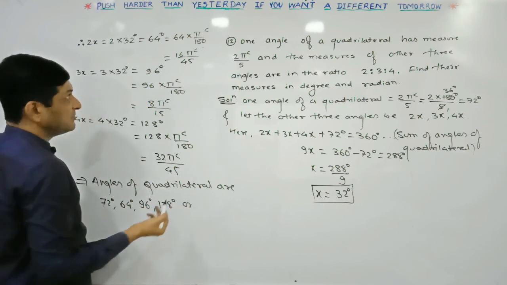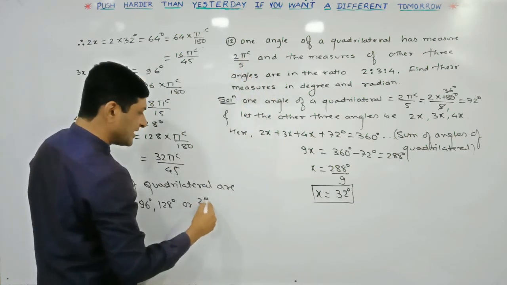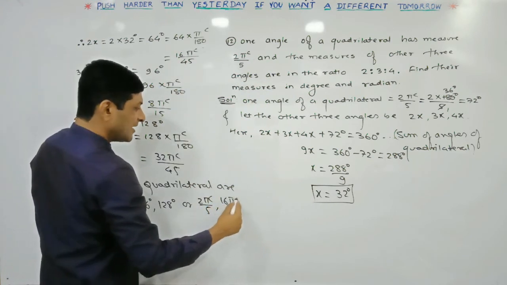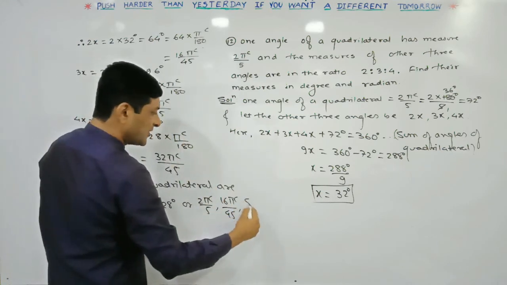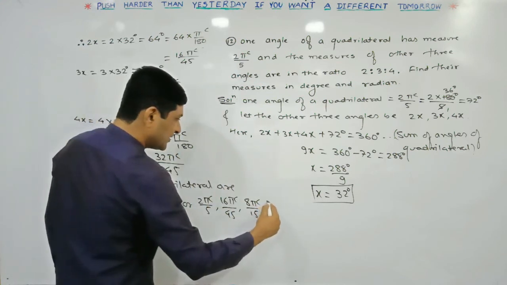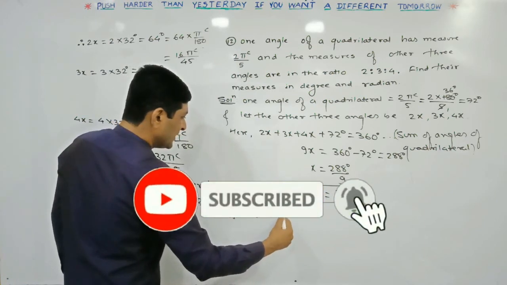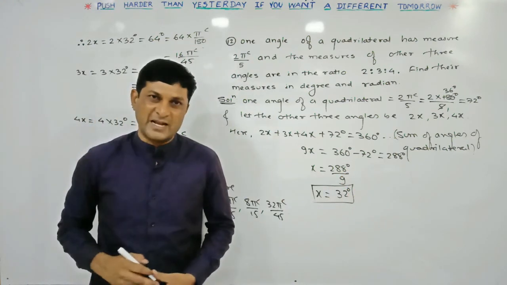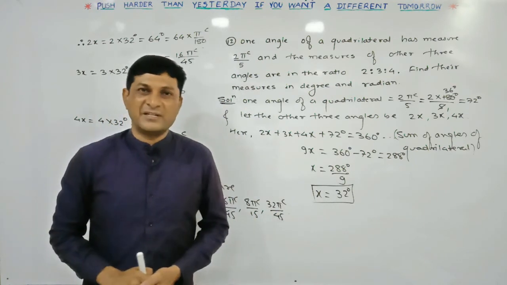Or their radian measure. The first angle is already given to us in our example, that is 2 pi radian upon 5. The second angle is 16 pi radian upon 45. The next angle is 8 pi radian upon 15. And the last angle is 32 pi radian upon 45. In this way, we have got the degree measure as well as the radian measure of the 4 angles of a quadrilateral. So in this way, we have completed the first 12 examples. The remaining examples we will discuss in the next video.